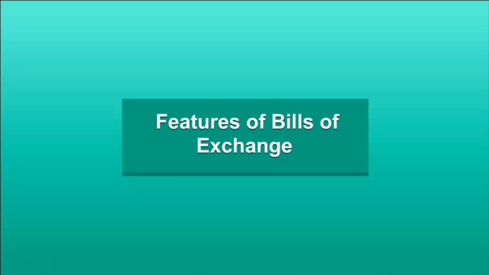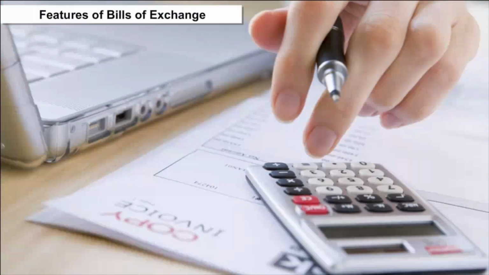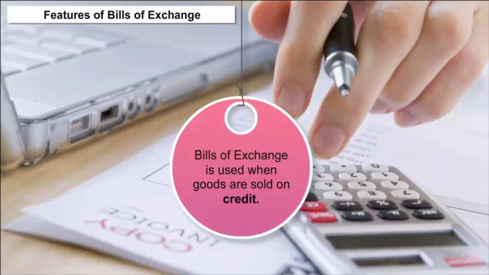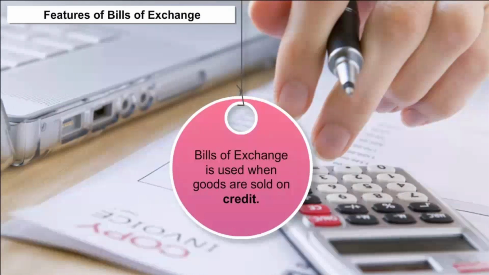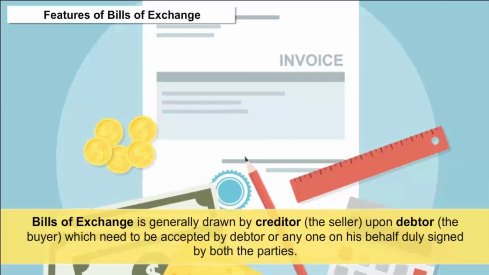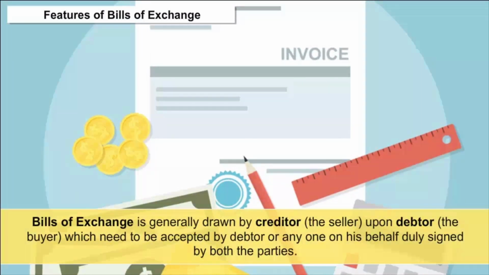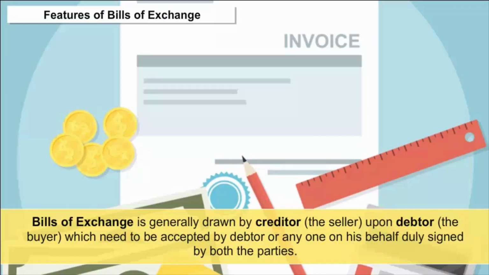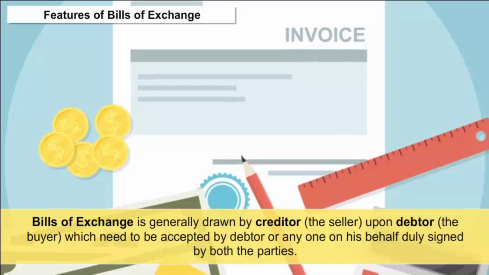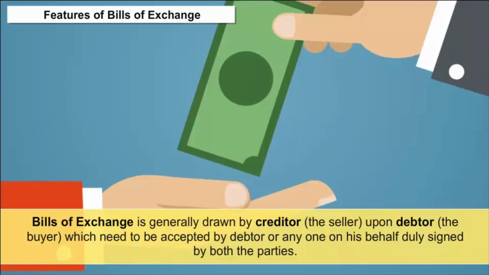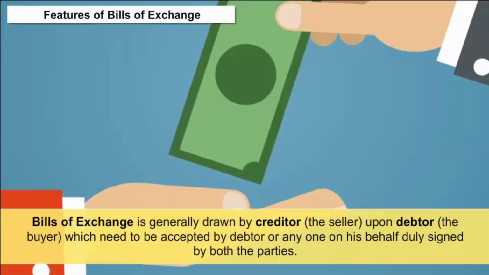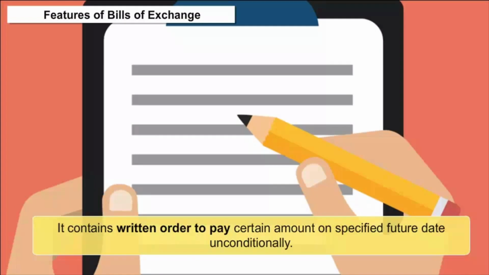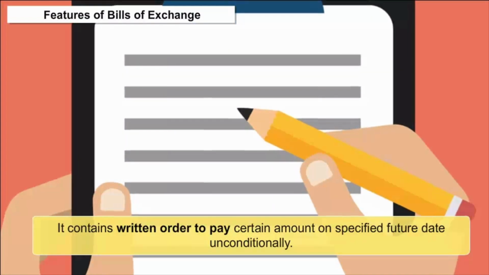Features of bills of exchange. Bills of exchange is used when goods are sold on credit. It is generally drawn by the creditor, the seller, upon the debtor, the buyer, and needs to be accepted by the debtor or anyone on his behalf, duly signed by both the parties. It contains a written order to pay a certain amount on a specified future date unconditionally.